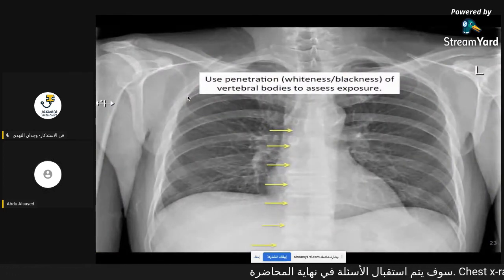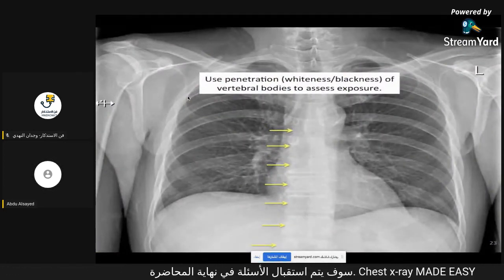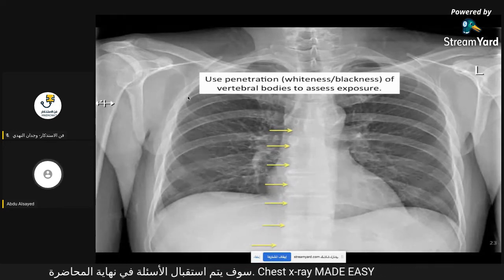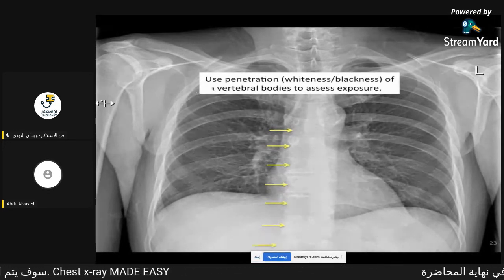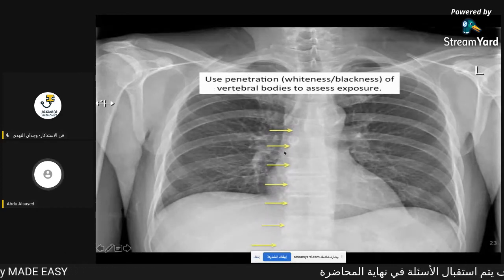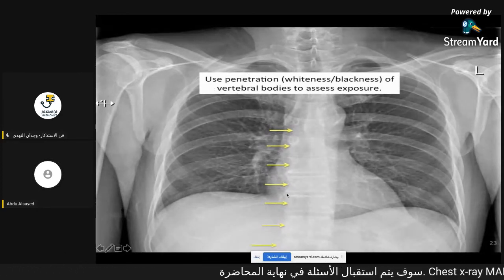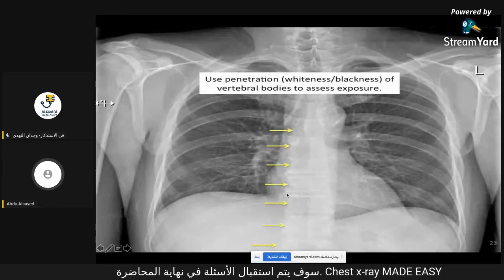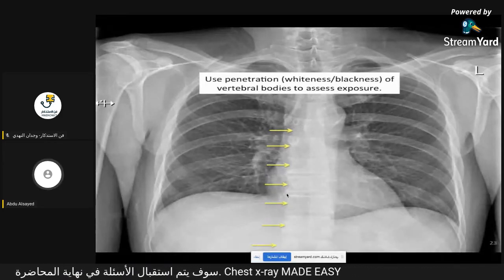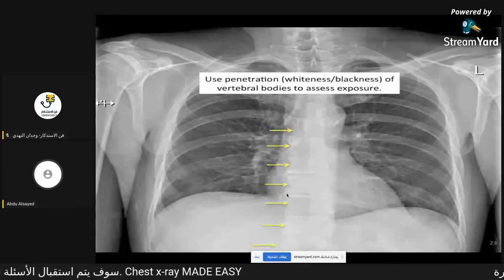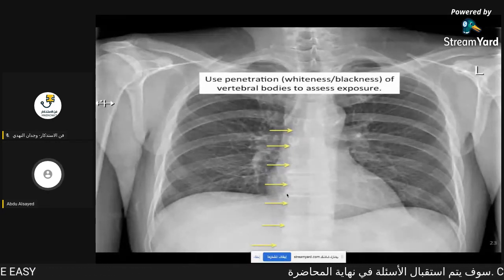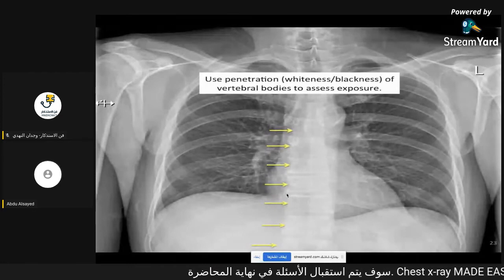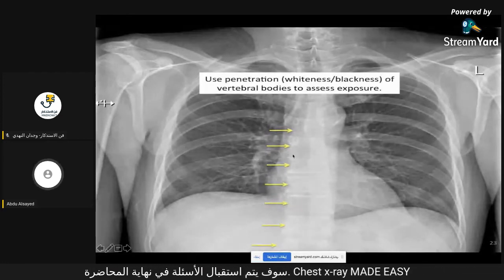We should comment on the penetration upon the vertebral appearance. We say this is so white and this is so blackish. This is overpenetrated, or underpenetrated. How can we assess that? The vertebral bodies should appear at least down to T4, the thoracic vertebra number 4, to say this is a good penetration.